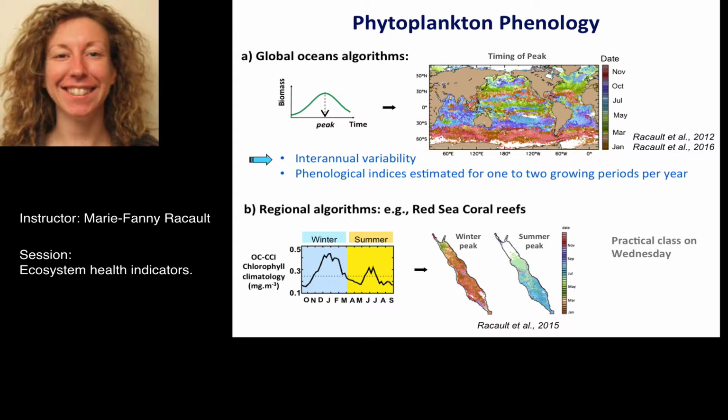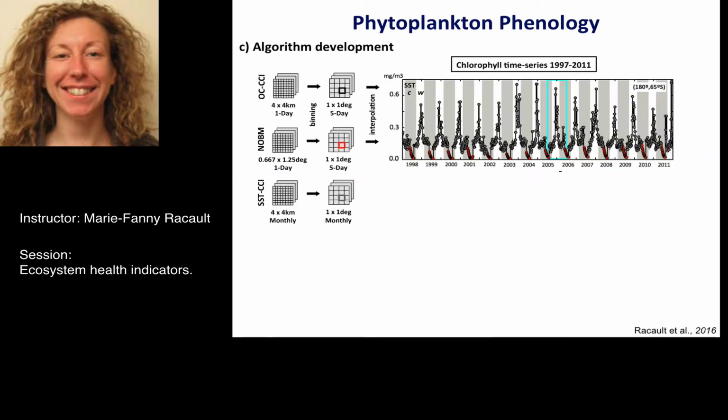So this was for the global ocean. We've also looked at regional algorithms for the Red Sea. So actually the practical on Wednesday will be related to that region, looking both at chlorophyll concentration but also phenology. And in the northern, is it northern Red Sea? Actually no. So in the Red Sea, in some regions of the Red Sea, let's say around here, you might find that you have 2 growing periods.